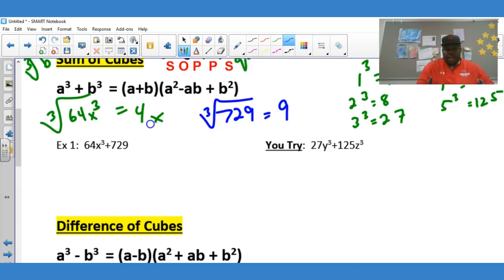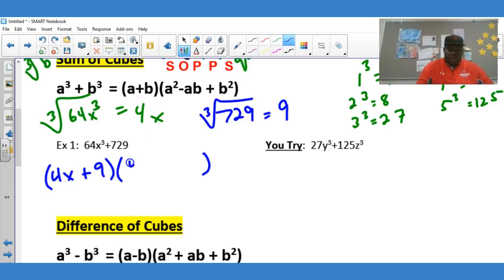First of all, this is A, this is B, okay? So I'm just going to use this, all right? So A, since this is a plus, I go 4x, excuse me, plus B, and then SOPs, all right? Square the first term, 4x squared.